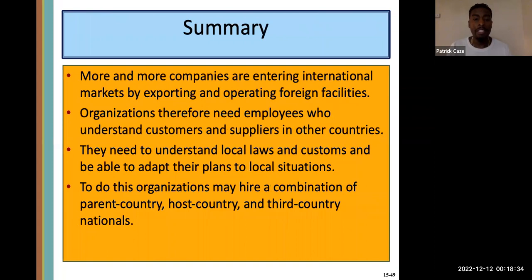In summary, more and more companies are entering international markets by exporting and operating foreign facilities. Organizations therefore need employees who understand customers and suppliers in other countries. They need to understand local laws and customs and be able to adapt their plans to local situations. To do this, organizations may hire a combination of parent, host country, and third country nationals. So this concludes this week's brief.